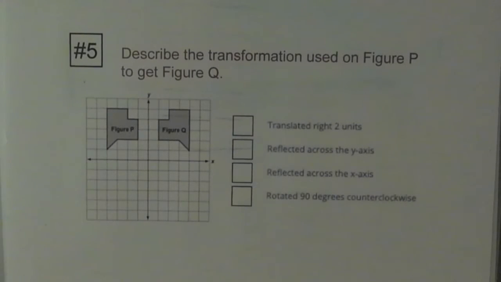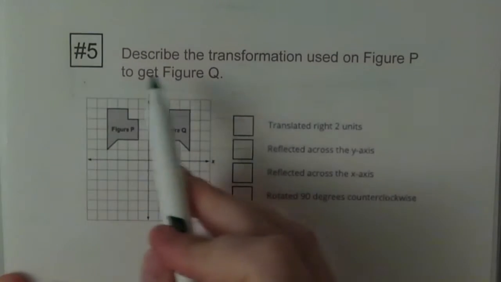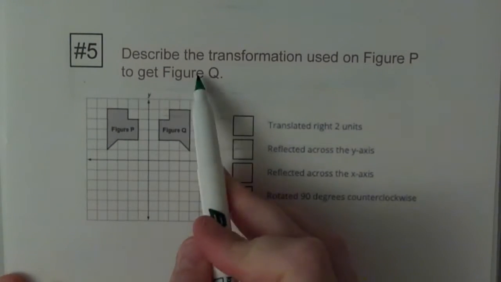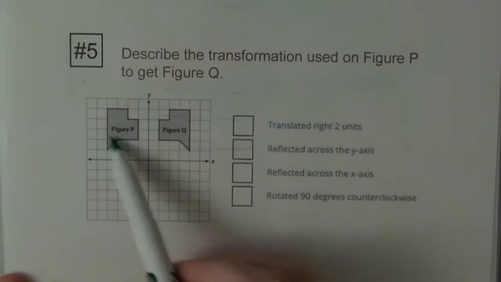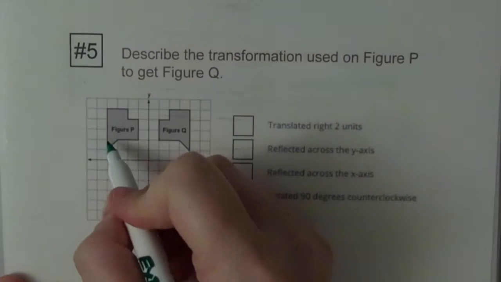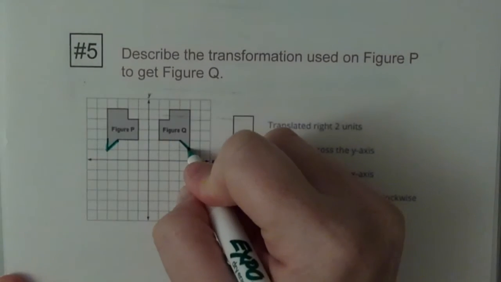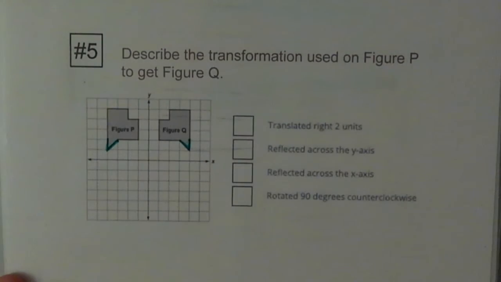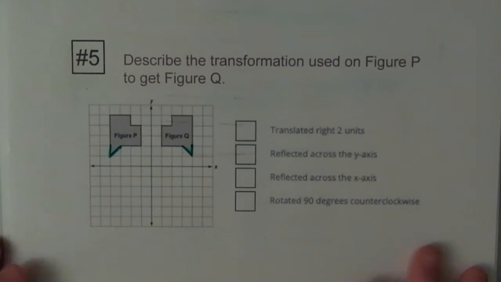This is number 5 on the review examples. Describe the transformation used on figure P to get to figure Q. So if we look, we have figure P and figure Q. Now, the first thing you see is that point right there is over here, so it's not just moved or translated.